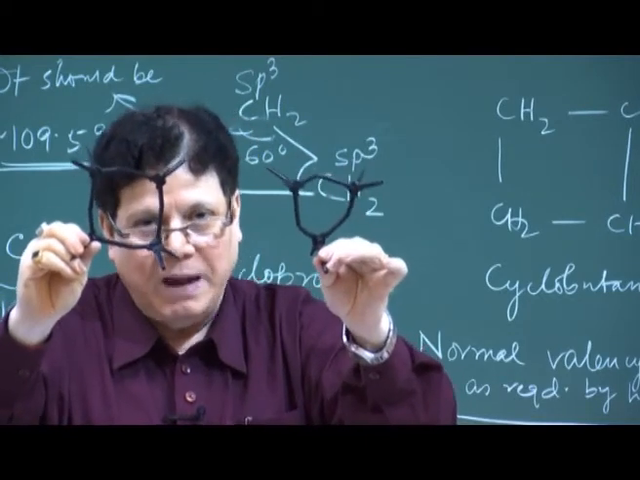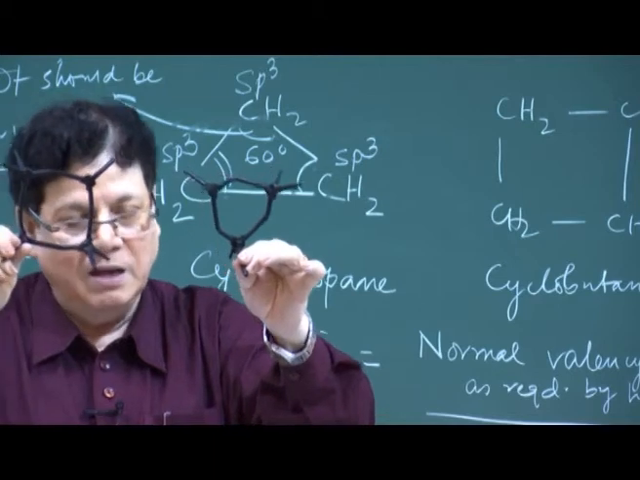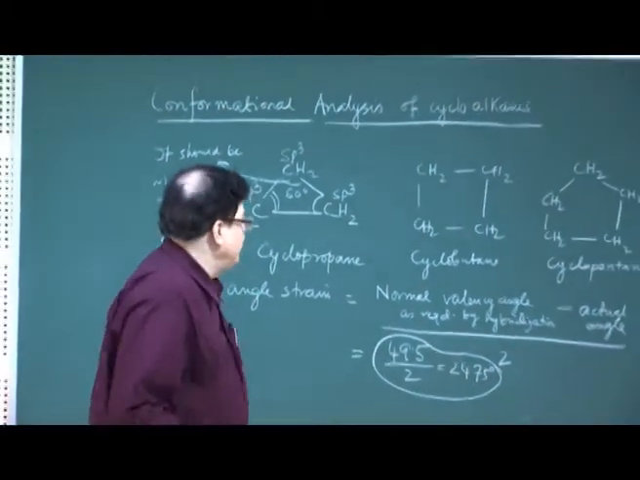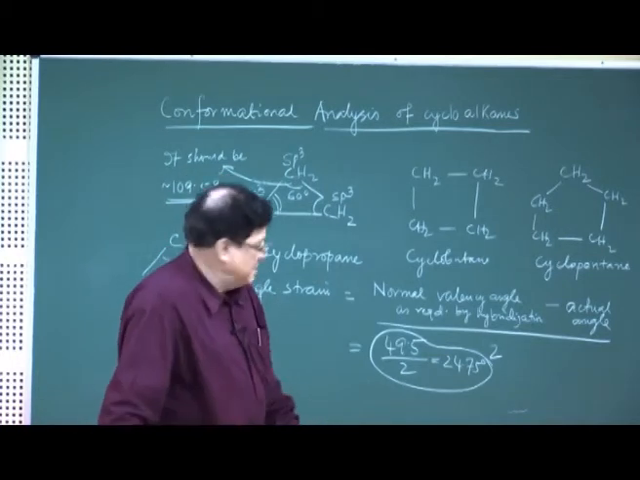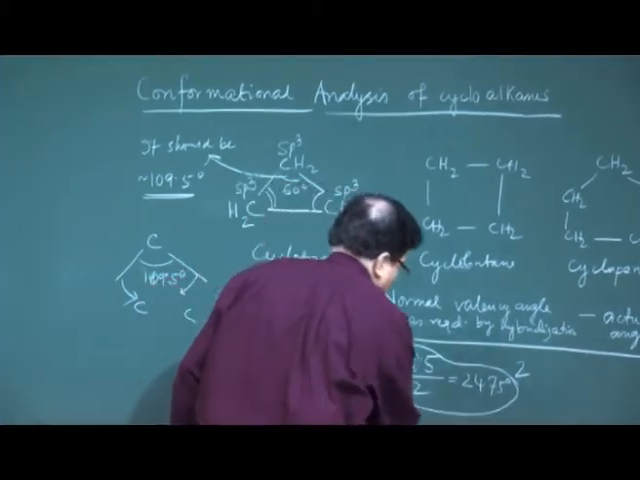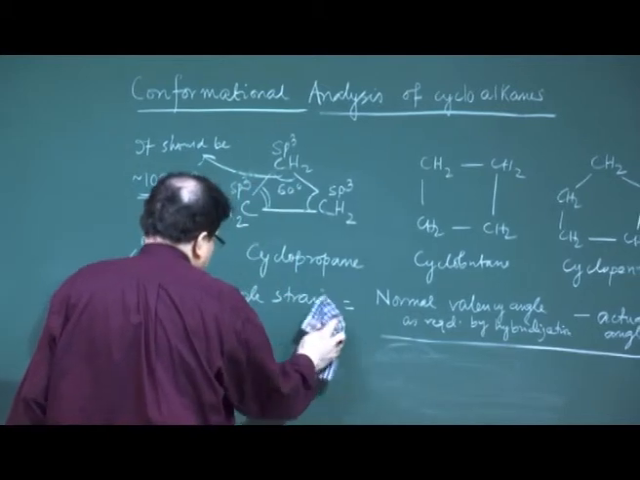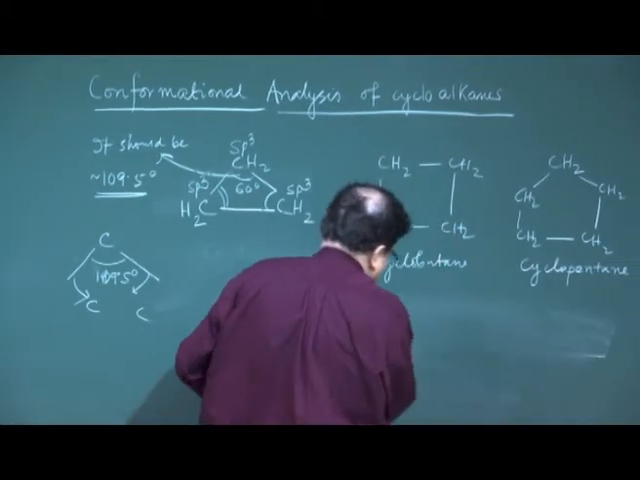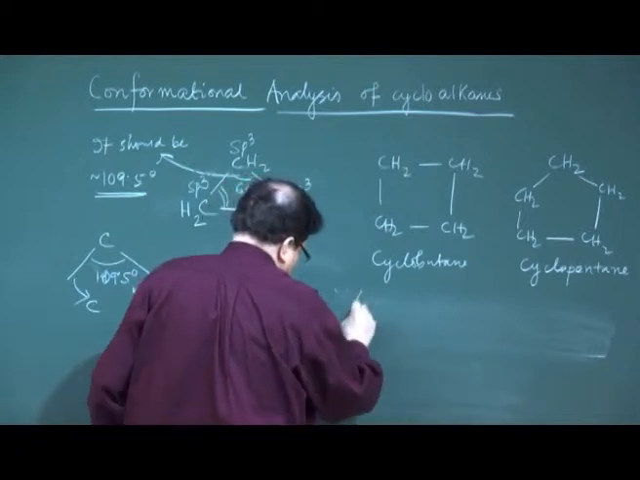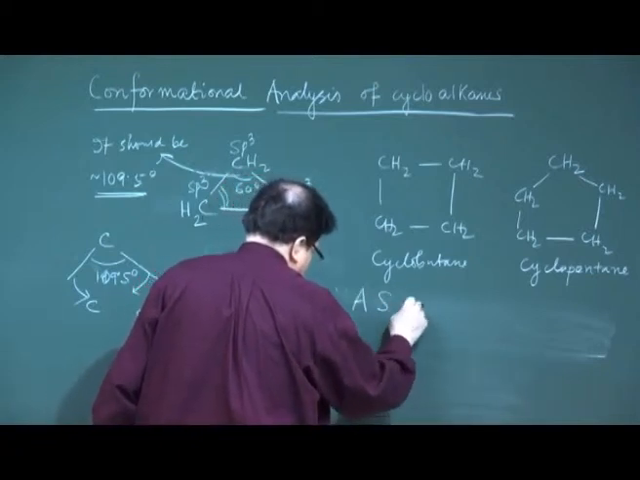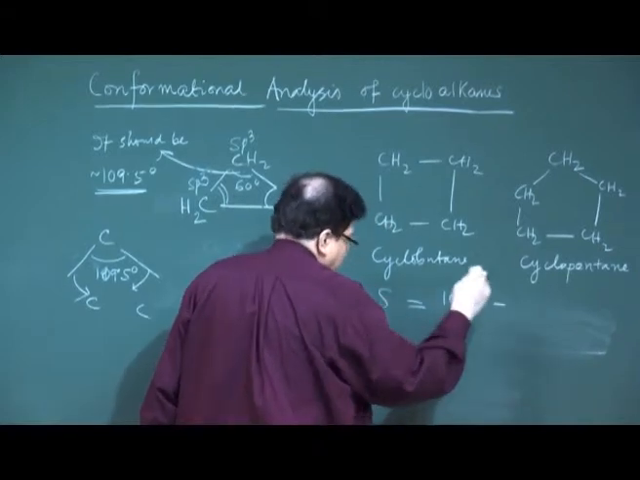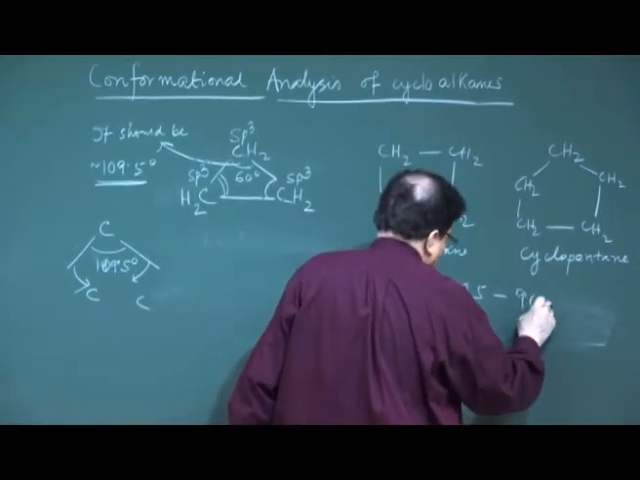It is still a little bit bent, but it is less than cyclopropane. Why is that? You can calculate the angle strain, and then this is the angle strain in cyclopropane. So, what happens? The angle strain in cyclobutane will be, if I say AS is equal to 109.5 minus 90. Now, it is cyclobutane.